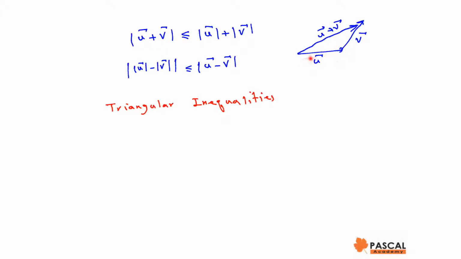We know in any triangle, the sum of two sides is always greater than or equal to the third side. If we apply this inequality in this triangle, knowing that the length of AB and the magnitude of u are the same, and the length of BC and the magnitude of v are the same, we have magnitude of u plus v is smaller than or equal to magnitude of u plus magnitude of v. Similarly, magnitude of u minus v is greater than or equal to the absolute value of magnitude of u minus magnitude of v. These are the triangle inequalities, the vector form. Equality holds when u and v are in the same direction in the first one.